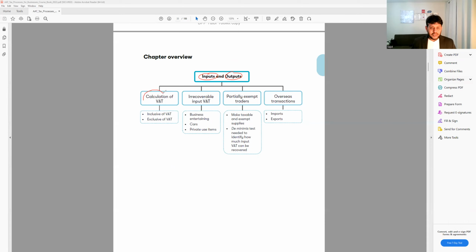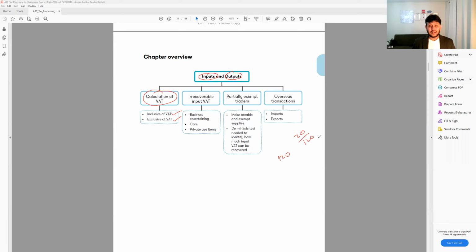On the calculation of VAT, we have two things: one is inclusive of VAT and one is exclusive of VAT. Inclusive of VAT means VAT is already included inside. For example, if I say 120 and I say VAT inclusive, that means the VAT is already inside. The way we take it out, to find how much the VAT is, we do 20 divide by 120. So if I have 120, we do 20 divide by 120.